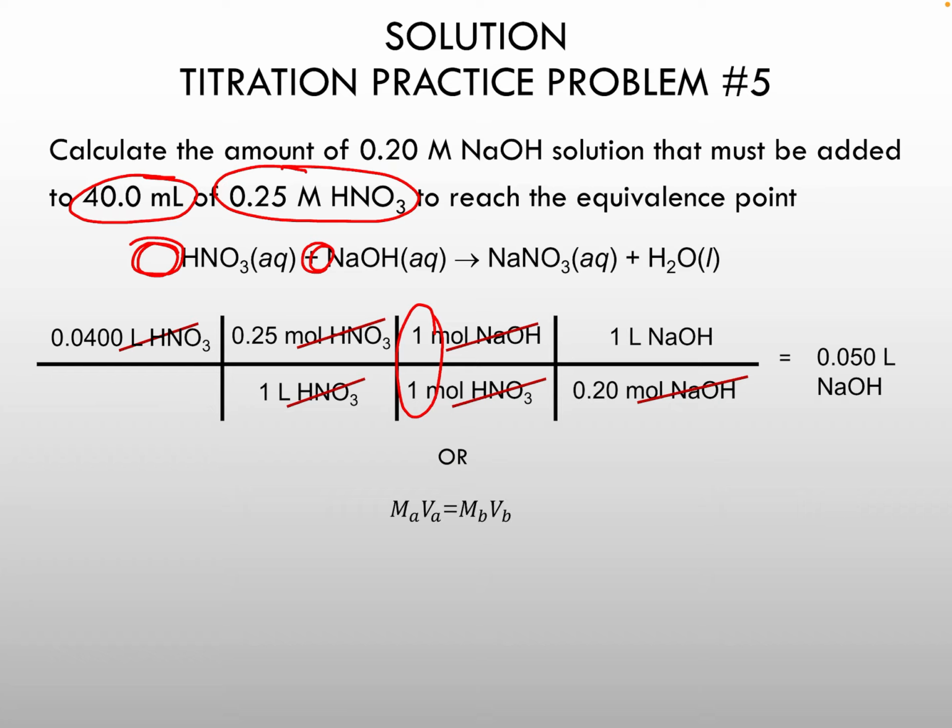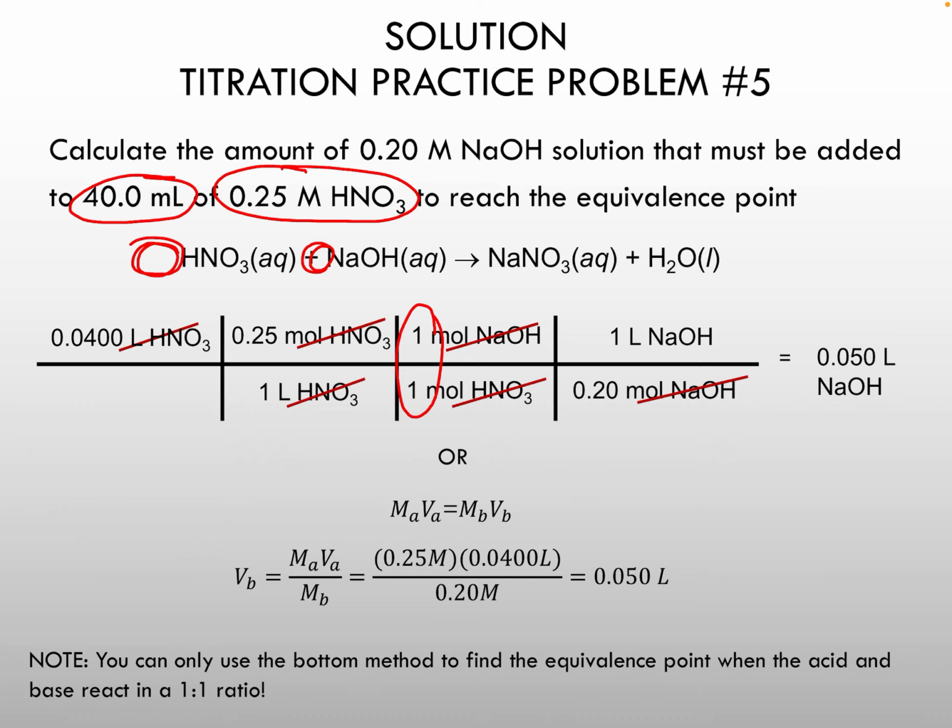So an easier way to do that is molarity of acid times volume of acid equals molarity of base times volume of base. If we rearrange that to solve for the volume of base, because that's what we're looking for, we'll have our molarity and our volume of our acid on the top and the molarity of the base on the bottom. Then you can just plug values in and get your answer. Again, you can only use that when your acid and your base are reacting in a 1-to-1 ratio. Otherwise, you would need to use the top one. But it's not that many more steps. You just lay it out a little bit differently. They get you the same answer either way. So whichever way makes you more comfortable, do it that way.